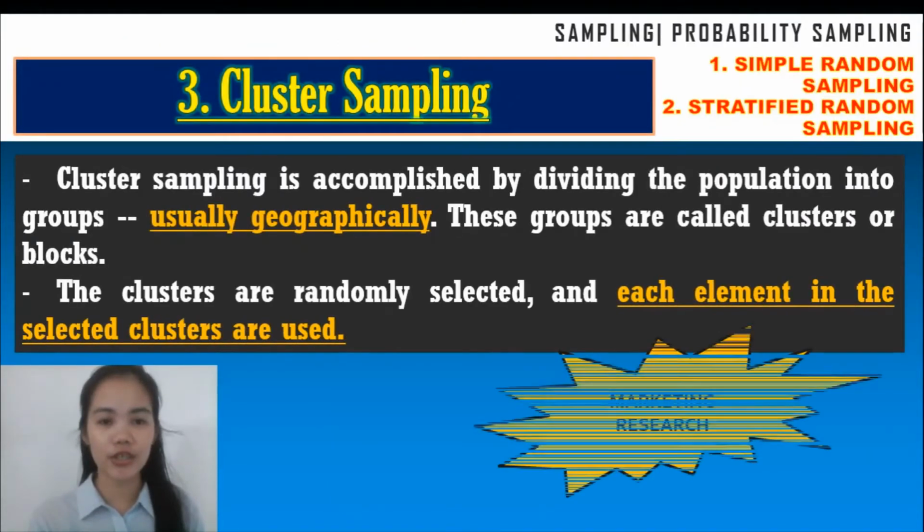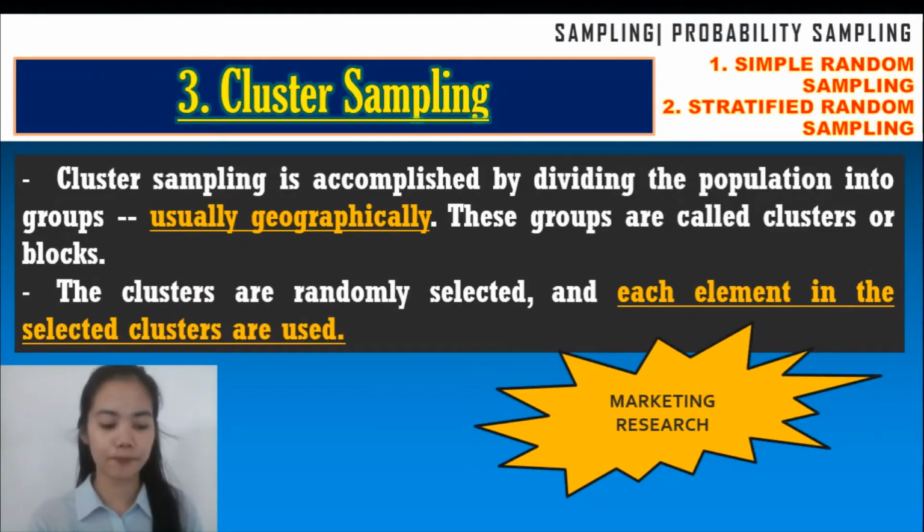The third method is cluster sampling. Cluster sampling is accomplished by dividing the population into groups, usually geographically. These groups are called clusters or blocks. The clusters are randomly selected and each element in the selected clusters is used. This cluster sampling is used in marketing research.